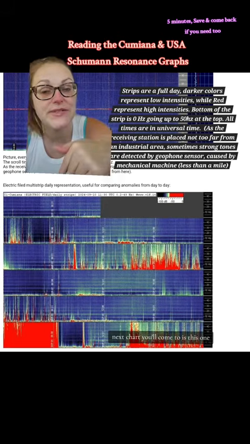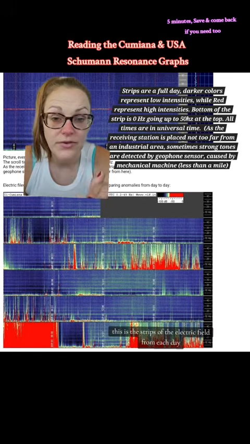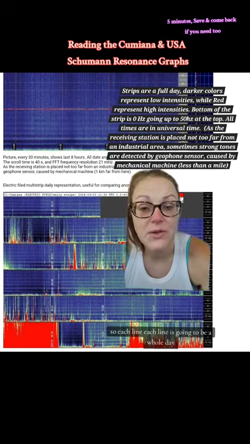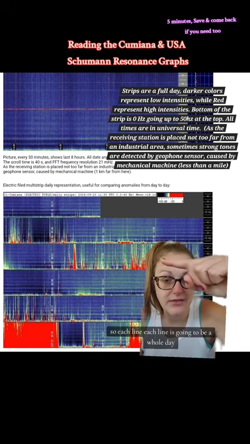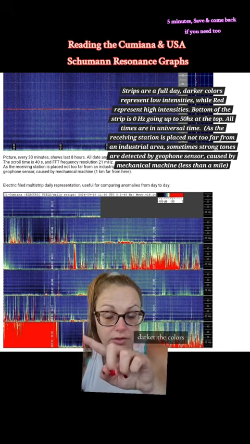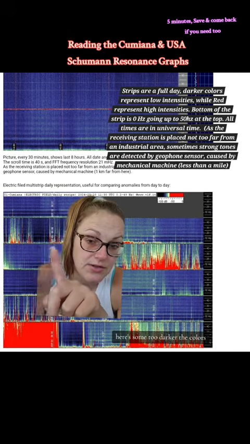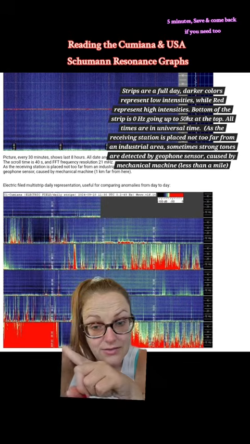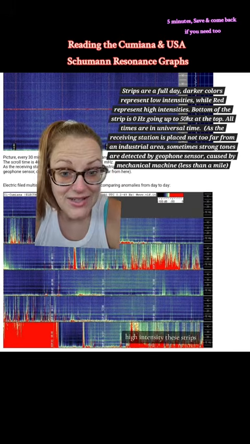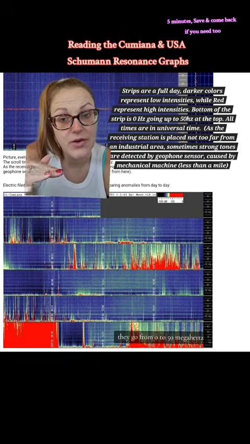The next chart you'll come to is this one. This is the strips of the electric field from each day. So each line is going to be a whole day. The darker the colors, the lower the intensity. The red is high intensity. These strips go from 0 to 50 megahertz.